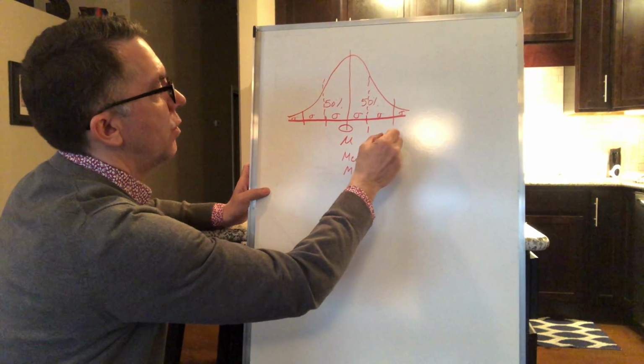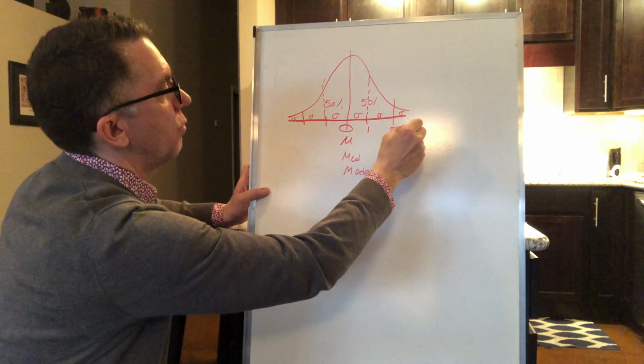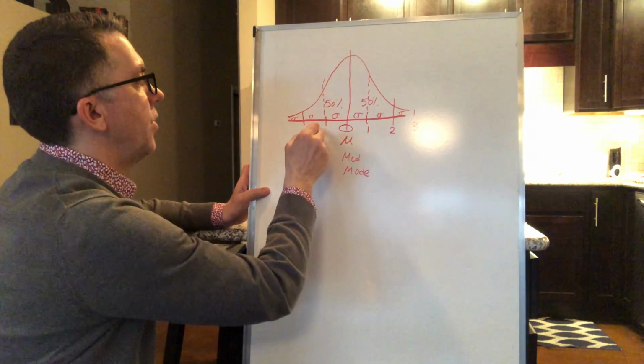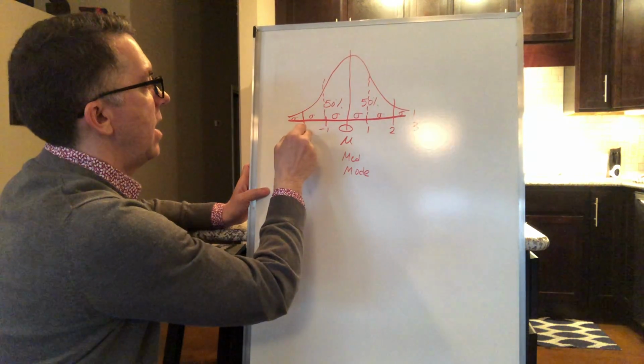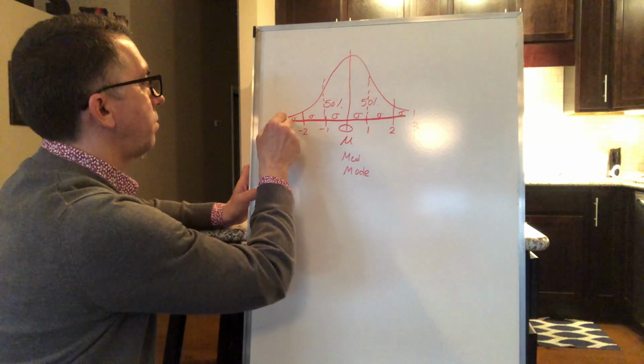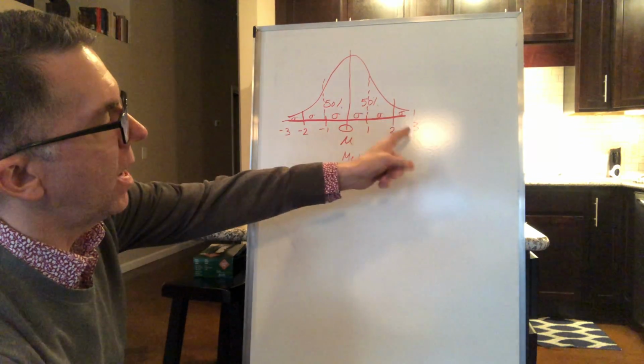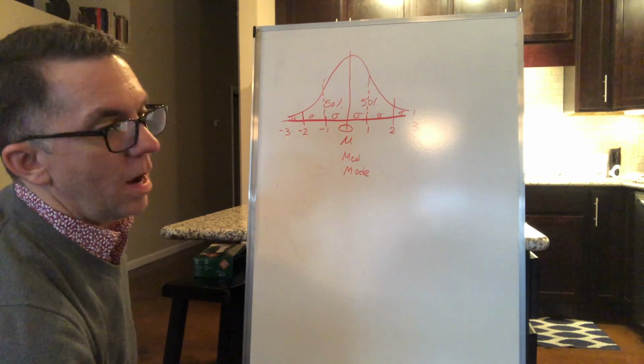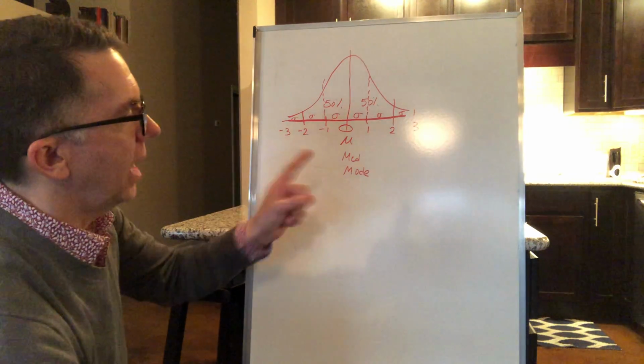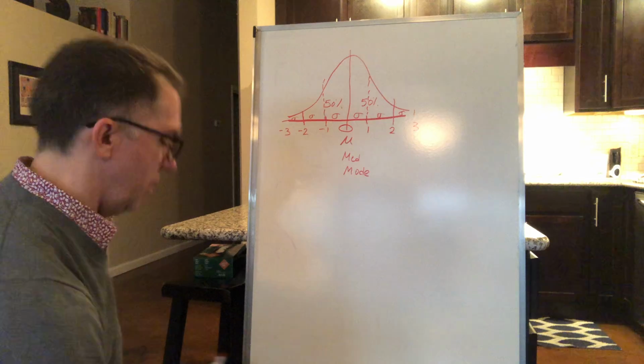So if we put a 0 right in the center, and that's 1 standard deviation away, and that's 2, and then let's get 3 out there. In the other direction, -1, and -2, and -3. So practically all of the standard deviations go from -3 to +3. And we talked about that a while ago. So that's our standard distribution.